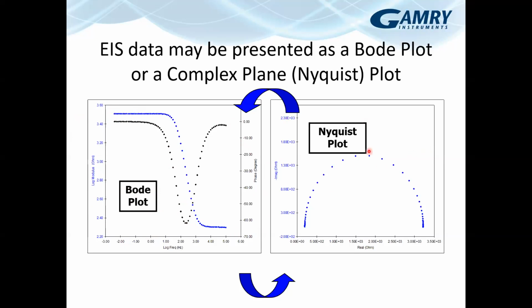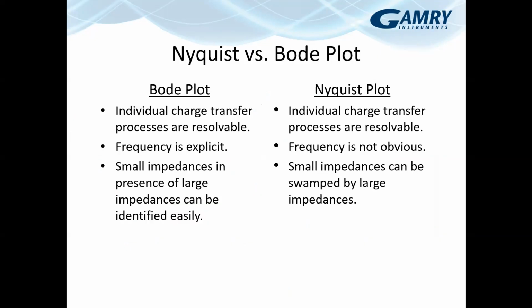The Nyquist plot is the complex plane plot. So we've got a real impedance and, technically, this is a negative imaginary impedance. And so we're seeing the exact same data plotted in two different ways here. Which one do you want to look at? That is in part a question for you. There are advantages and disadvantages to both.